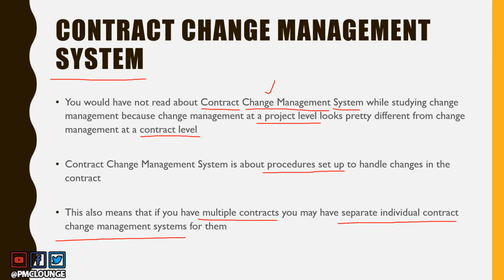You may have three vendors in your project. Two might be comfortable with your existing contract change management system. They might have dealt with you in some other project as well. But if you have one new vendor coming in, one new seller coming in, they might not be so comfortable with your existing contract change management system, and they may propose some of their own procedures on how changes should be handled in the contract. So that's why it is possible that you have multiple contracts in a project and you have multiple contract change management systems as well.